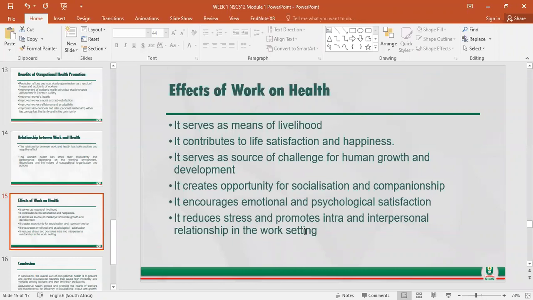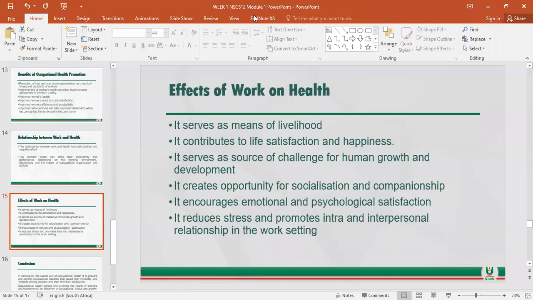And it also creates a kind of companionship or socialization. The mere fact that you dress up in the morning and you're going to work gives you a sense of belonging, that you belong to a group of people that you can interact together. It also gives a kind of emotional or psychological satisfaction that you could leave the house in the morning and you go to your workplace. And in turn, it reduces stress and promotes interpersonal relationship.